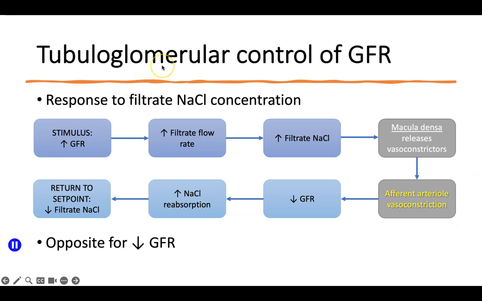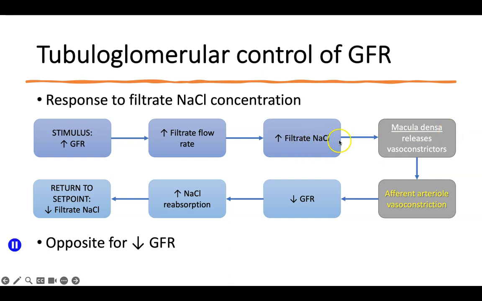So next we get tubuloglomerular control of glomerular filtration rate. And again, this is a response to the salt concentration in the filtrate. So in this case, we can have it respond to either increased or decreased salt concentration. In this case, the stimulus is a glomerular filtration rate that's maybe a little too high. If it's too high, it's increasing the filtrate flow rate. That's going to increase the amount of sodium chloride that is going to be exposed to the macula densa.